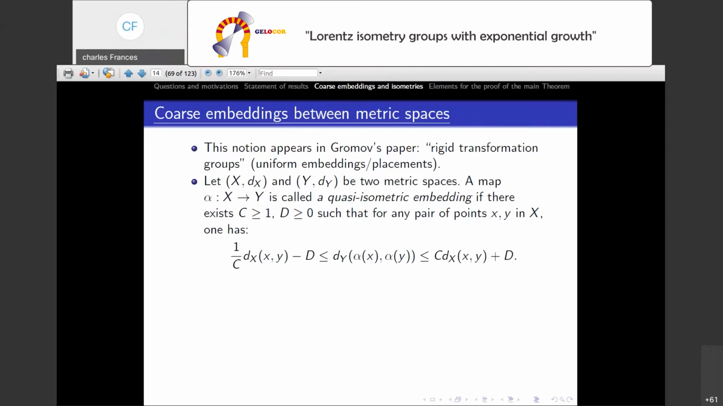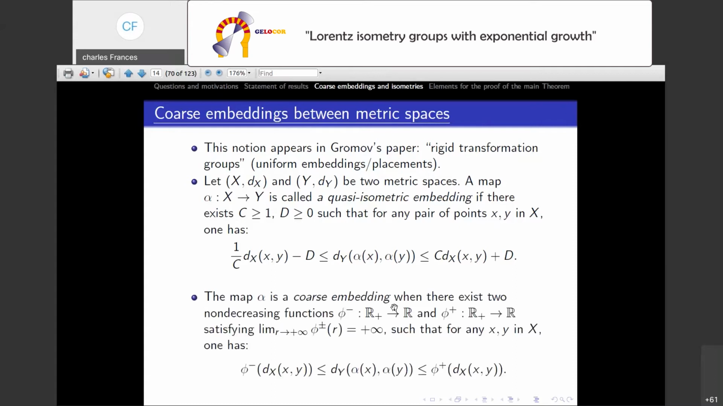Okay, so the notion of coarse embedding is just a weakening of this condition. Instead of taking affine upper and lower controls, you just take proper functions, proper meaning functions that tend to infinity when the argument tends to infinity. So the definition is the following. A map between X and Y is a coarse embedding if you have an upper and a lower control, phi plus and phi minus, which are proper and such that the following double inequality is satisfied.